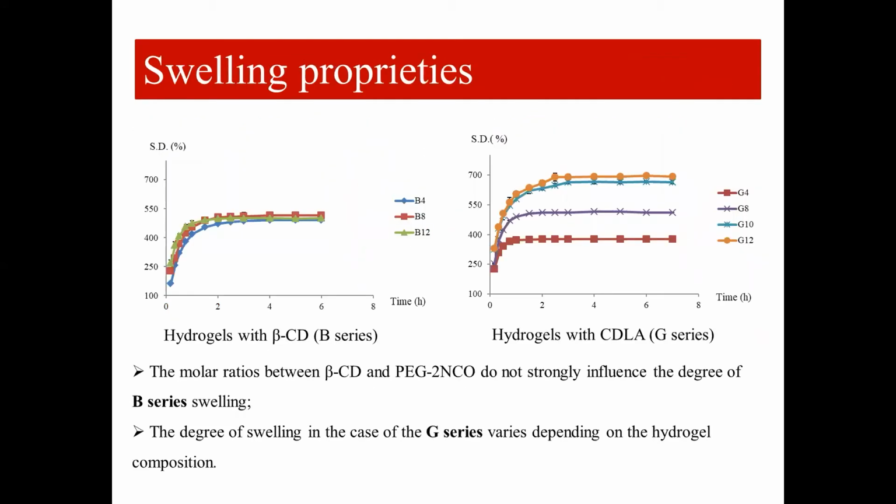Also, we studied the swelling behavior of the hydrogels. The figures show the swelling degree of these two types of hydrogels with native and modified cyclodextrin. In the case of the B series, it may be observed that the molar ratio between cyclodextrin and prepolymer does not significantly influence the swelling degree, while in the case of the G series, the swelling degree is influenced by the prepolymer molar ratio. For high CDLA content, we observe a low water uptake.